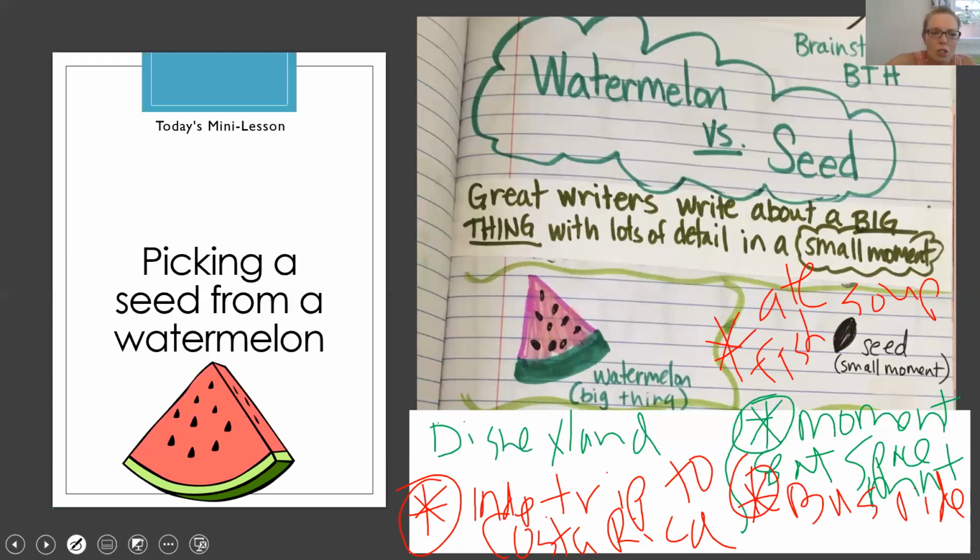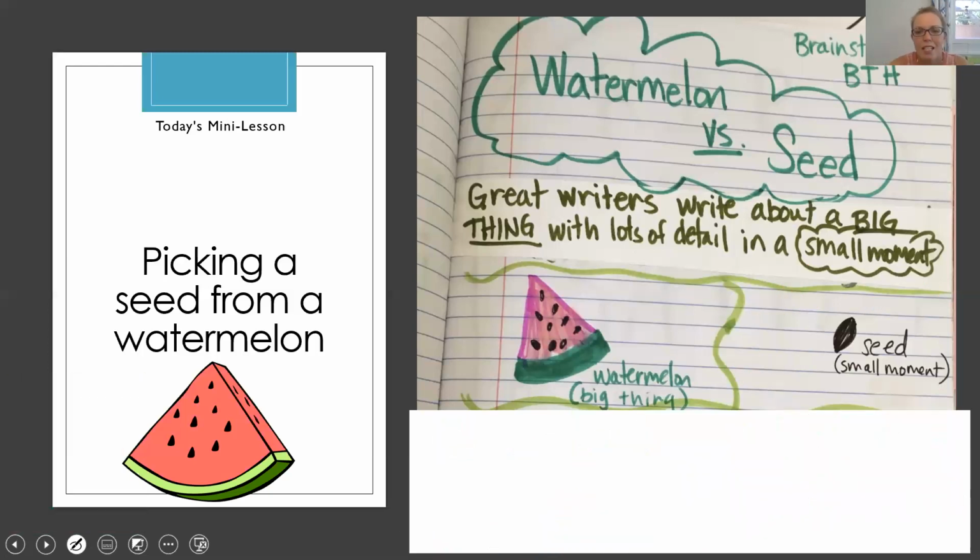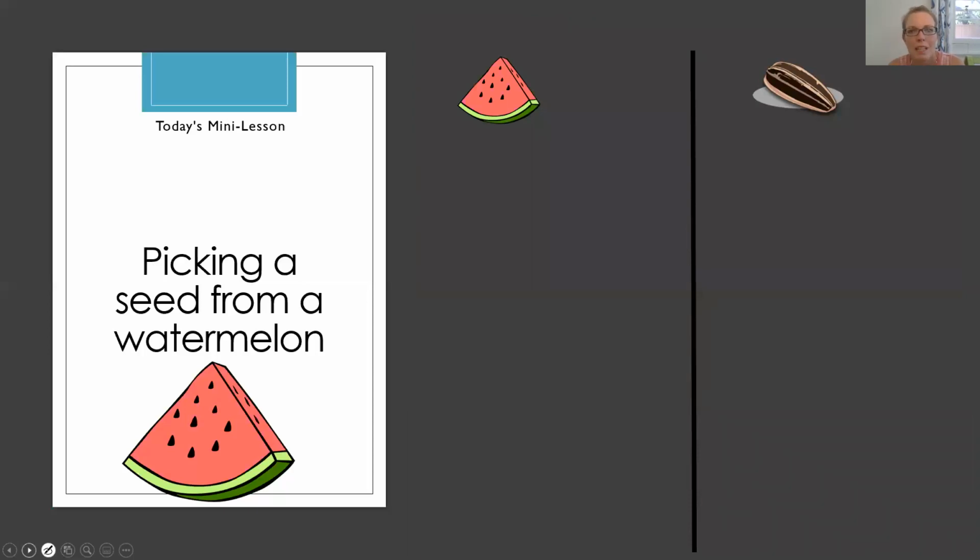What I want you to do right now is, underneath your notes there, create a T-chart, one side being the watermelon, one side being the seed. I want you to come up with at least 3 watermelons and dwindle that down to a moment within that watermelon. So again, if I go back to my hand, because that's a really great gathering spot, I could write down all of these different happenings.